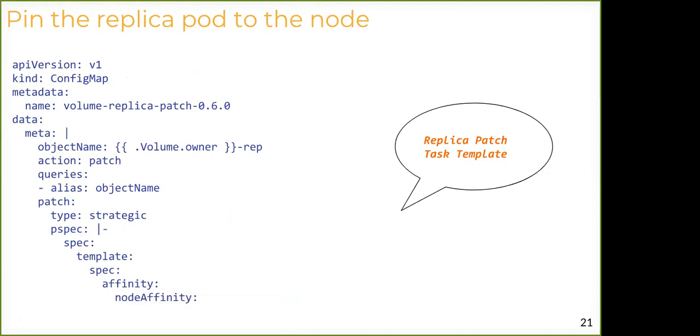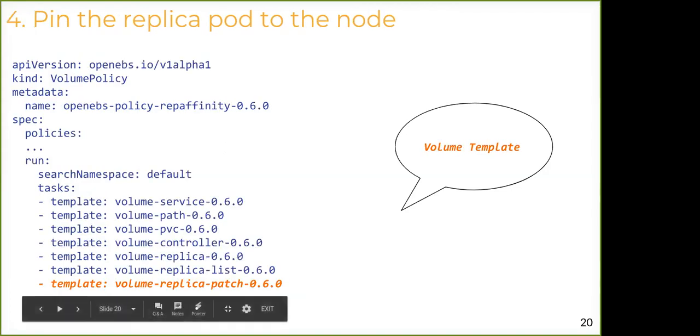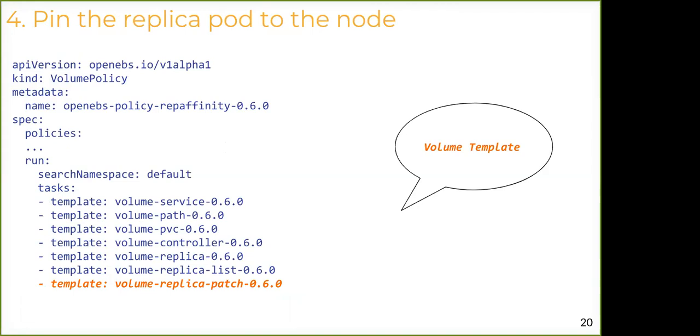It all boils down to a Kubernetes config map. Let's not focus on the config map and all the stuff, but let's see the name. This is the name, the volume replica patch template that was referred to here, which in other words indicates all these templates are nothing but config maps having that particular name. And all these templates should be pushed into a namespace called default. If these templates are present in some other namespace, for example some XYZ namespace, then the search namespace should be XYZ.